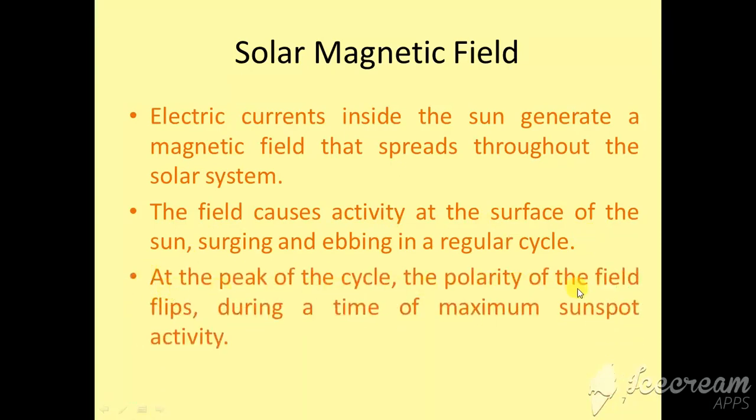At the peak of the cycle, the polarity of the field flips during a time of maximum sunspot activity. This point is actually important to remember. Polarity flipping means the north pole becomes south and the south pole becomes north. At the peak of the cycle is the time of maximum sunspot activity. Okay.